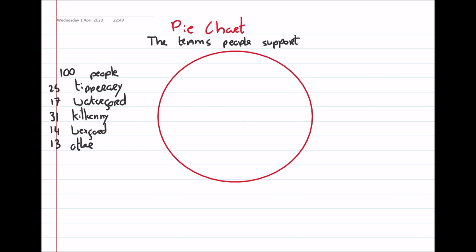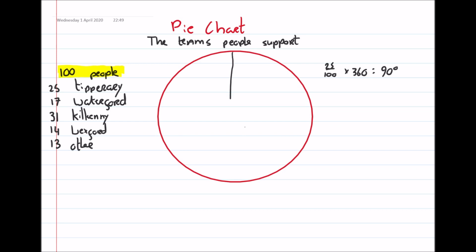So in this data it's the teams that people support. So we have 100 people and here's the teams they support. So 25 support Tipperary, 17 Waterford, 31 Kilkenny, 14 Wexford and 13 other. What we effectively do with this is we first find a fraction and then we multiply a fraction by 360. So for instance, 25 people support Tipperary, that's 25 out of 100, so there's a fraction. I multiply it by 360 to change it into degrees and we will get 90 degrees in this instance.